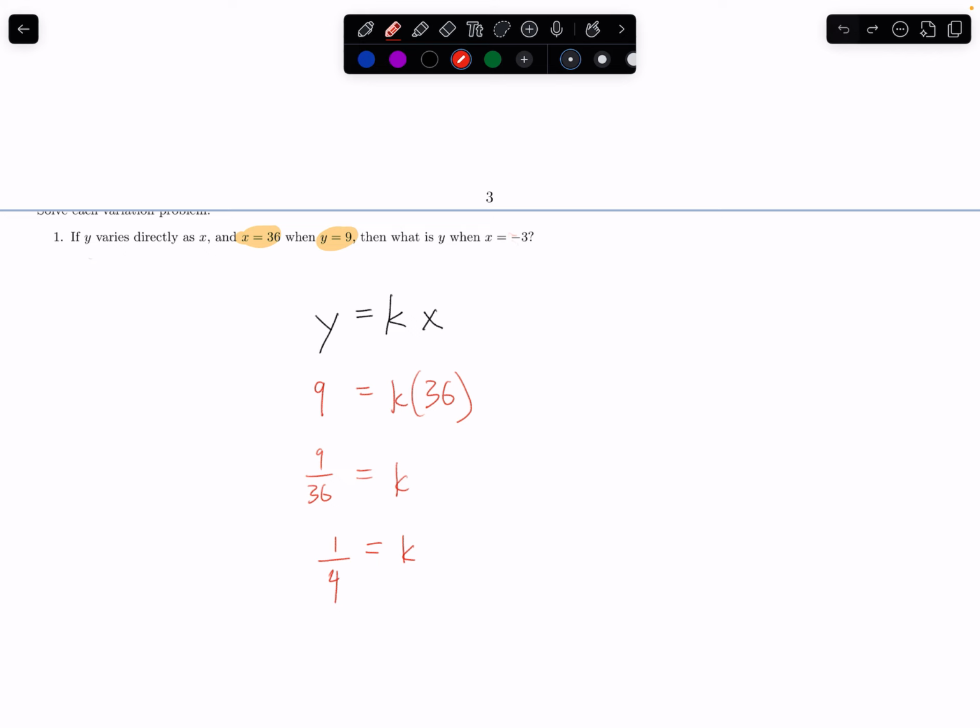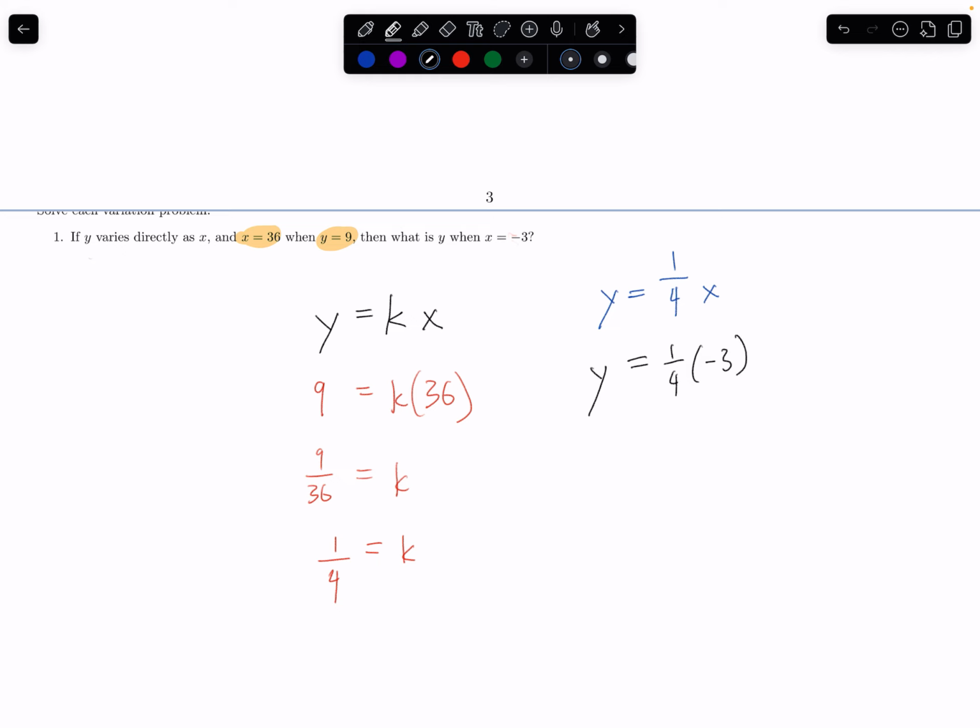So now that I have my k, go into step number 2, which is rewrite my original equation, but instead of writing k, now that I know what k is, I'm going to change k for what I know k is, which is 1/4. Okay, so I have my new equation. That was step 2. Last part is solve for what I'm missing. So now it's asking for what is y, right? They want to know what y is when x is -3. So plug in the part that you know. So 1/4, x is -3. So what is y going to be?